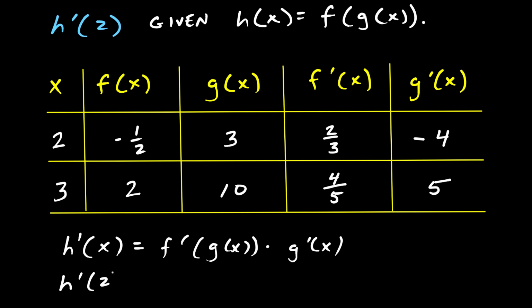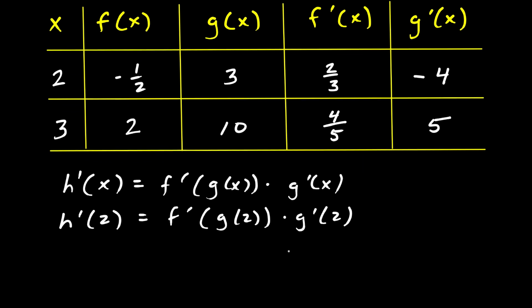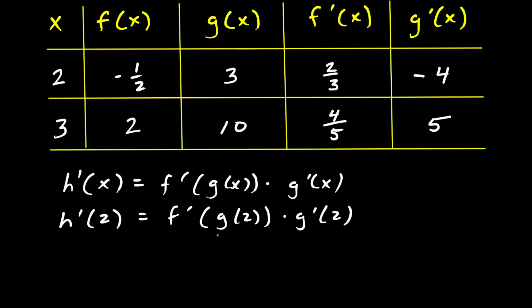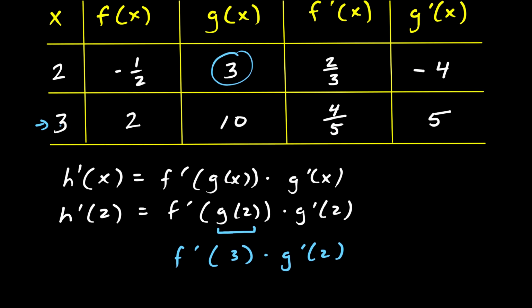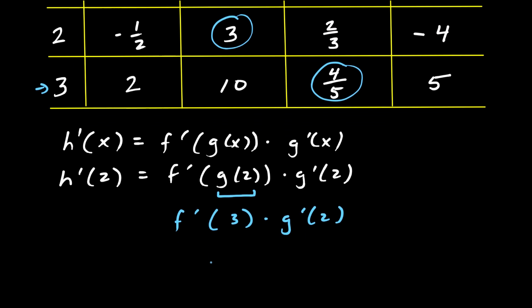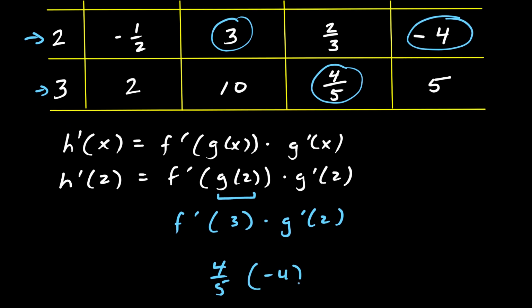And we are looking for h prime of 2. So that means we need f prime of g of 2 times g prime of 2. So we'll always start with that inner value, g of 2. Going to our table, here's 2, g of 2 we see is 3. So now we know we need f prime of 3 times g prime of 2. F prime of 3, so now here we're going to the 3 row. F prime we have 4/5, so we can write 4/5. And g prime of 2, we're back to the 2 row, and g prime is -4. So we're going to multiply by -4, which is simply -16 over 5.